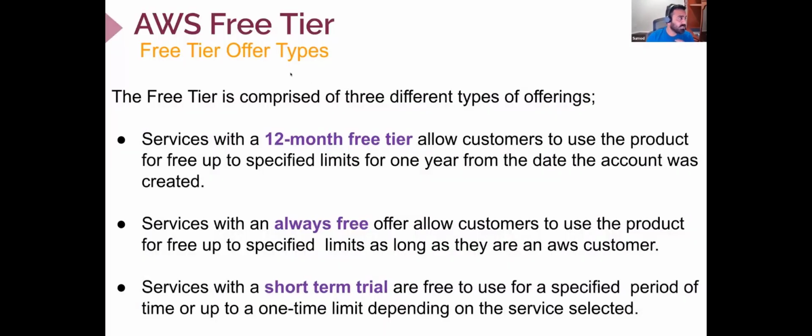So what are these free tier accounts and what offer types do we have with the AWS free tier? The free tier is comprised of three different types of offerings. The first one, which is the one we are going to follow, is services with a 12-month free tier, which allow customers to use the product for free up to specified limits for 1 year from the date the account was created. If you create a new AWS account today, we get the free basic plan that comes with a 12-month free tier, which allows us to test most of the services under free tier for free, up to 12 months.